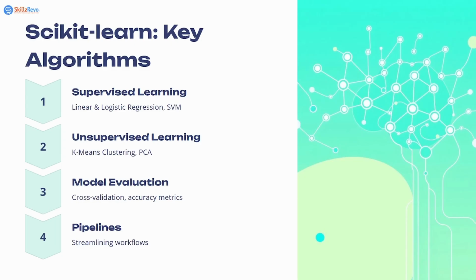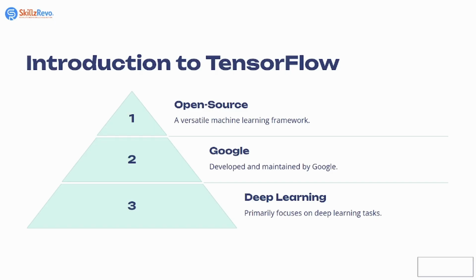Then there is model evaluation. Model evaluation is about evaluating the model after training is completed, how that model behaves on unseen data, or how well it generalizes to unseen data. For that we use different evaluation techniques: cross validation, accuracy, classification report, precision, recall, F1 score and so on. Then there is a pipeline, which is like a streamlined workflow. Whatever model we have built, to deploy it into a real-world application, we use a pipeline. Next is an introduction to TensorFlow.